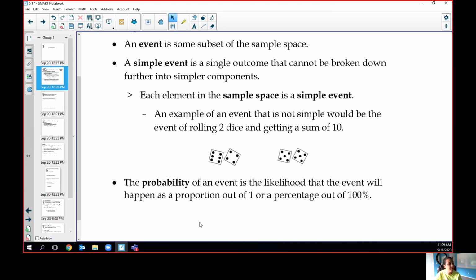Then we also have the probability. The probability of an event is the likelihood that the event will happen as a proportion out of 1 or a percentage out of 100. So you guys, a probability is always, always, always a proportion.